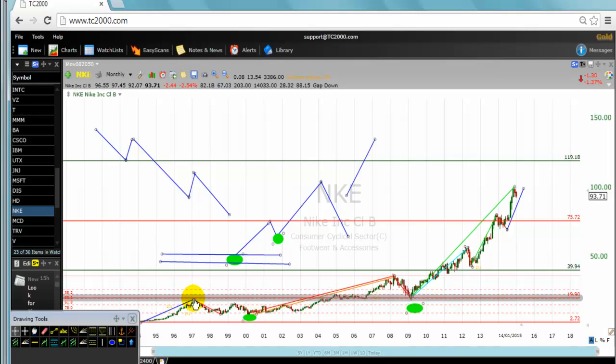Also, the 50% Fibonacci retracement level is the third psychological price level. If it goes below it, the market will react to it. They are not fooled. They know. They will react to it.